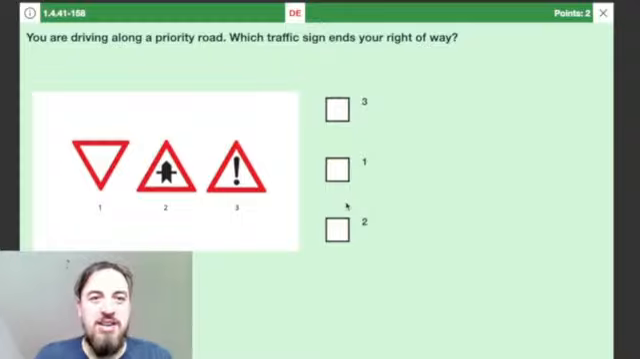You are driving along a priority road. Which traffic sign ends your right of way? Okay. Oh, now it's a bit confusing.